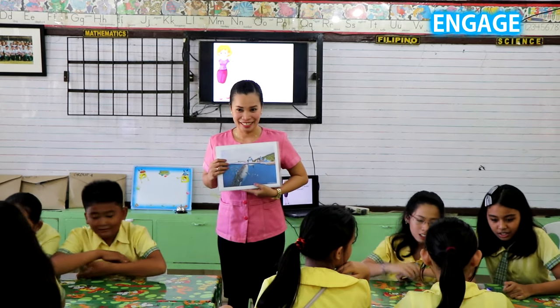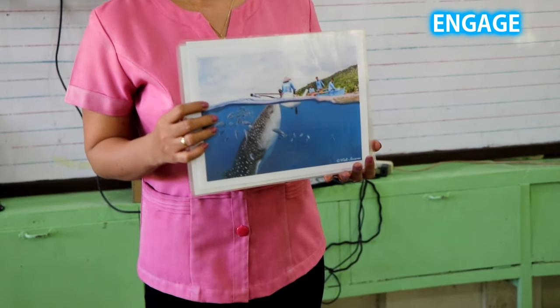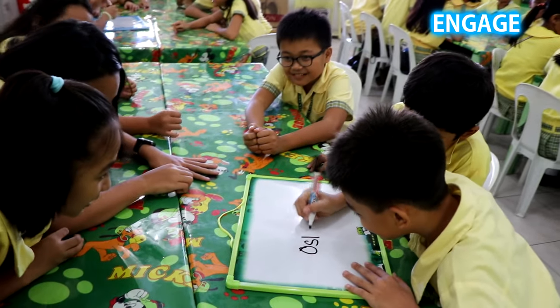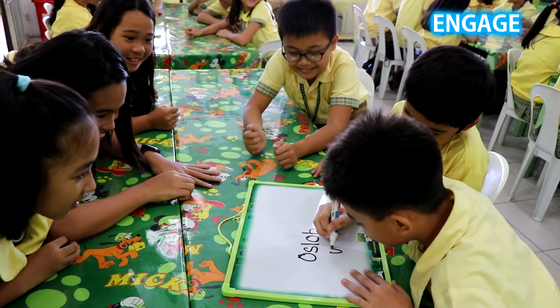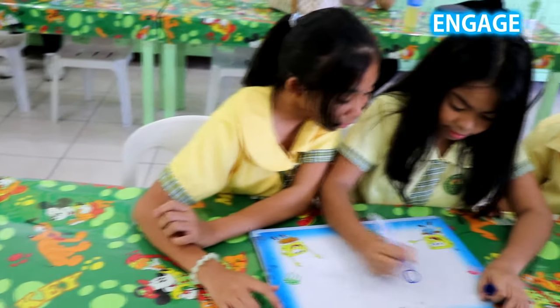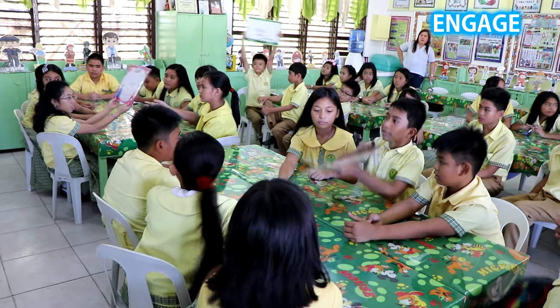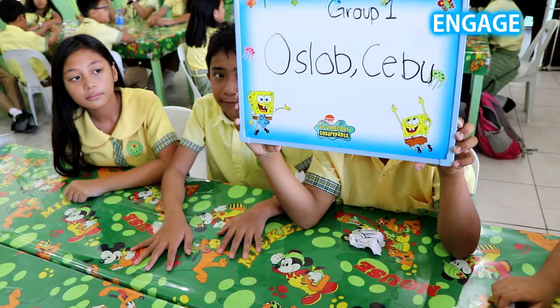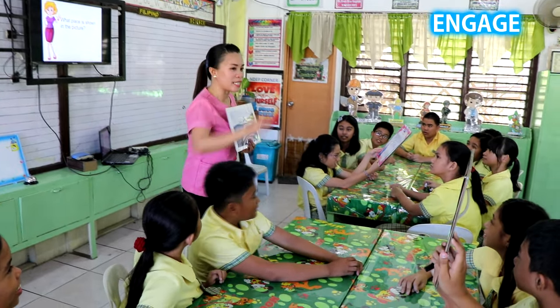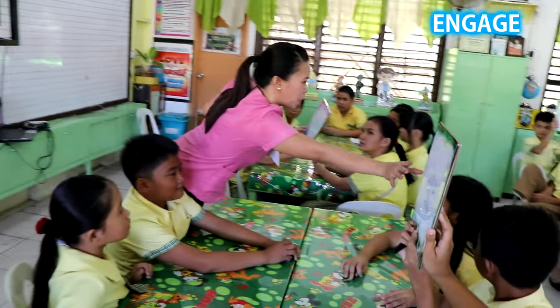This phase of the 5 E's starts the process, alluring the teachers to provide situations or open-ended thinking activities that will arouse the learners' interests and differentiated activities that will lead them to explicitly and implicitly engage in the teaching-learning process. The correct answer is Oslob, Cebu.